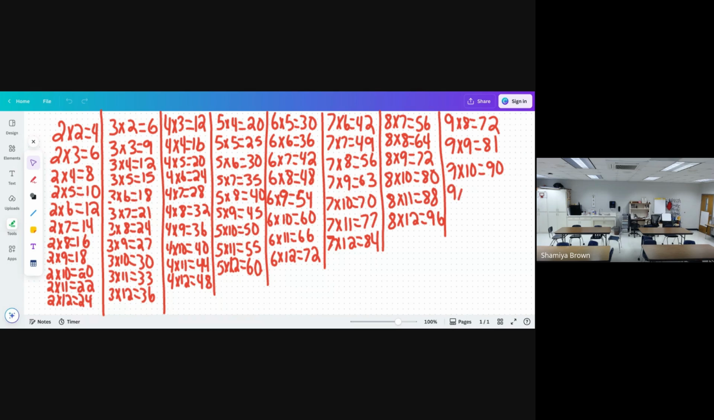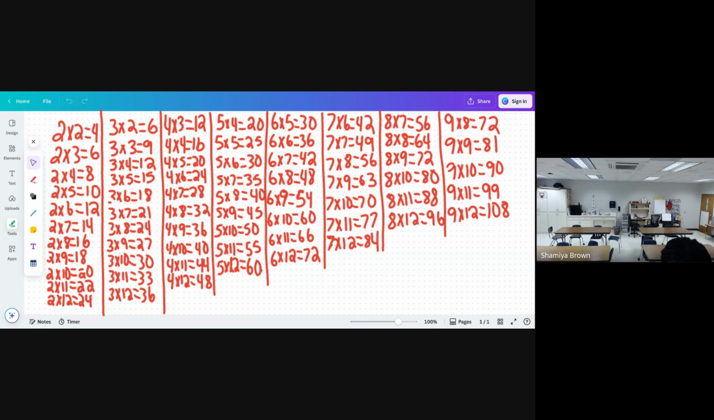9 times 11, 99. 9 times 12. Just add 9 more to 99. That puts me at 108. So next, if you're going to have a sheet of notebook paper when you're doing this, then you would just go back to your 2s, under your 2s, and you would start your 10s under there. So I don't have room up here to show you.